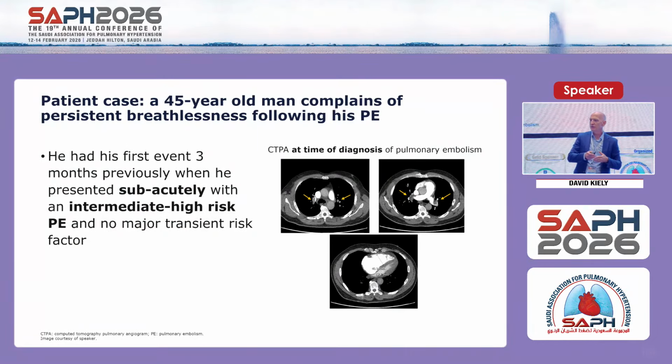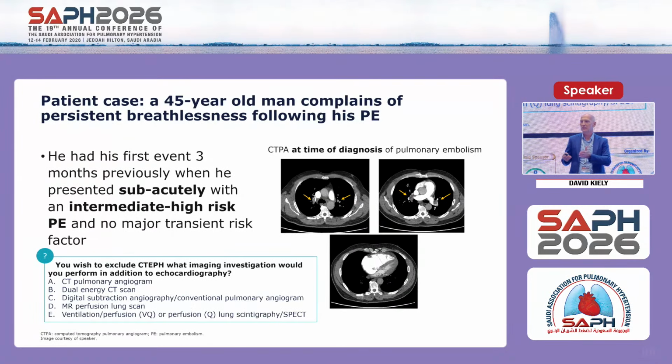I want to show you a brief case here. It's a 45-year-old man who complains of persistent breathlessness following his PE. You're seeing him at 3 months. His initial presentation was a subacute presentation with breathlessness. To help you, I put some arrows on there, but I'm sure you can see the presence of clot in a dilated right ventricle. And the question to the audience is, you wish to exclude CTEPH, what imaging investigation would you perform in addition to echo?